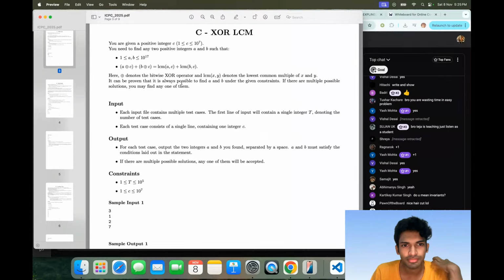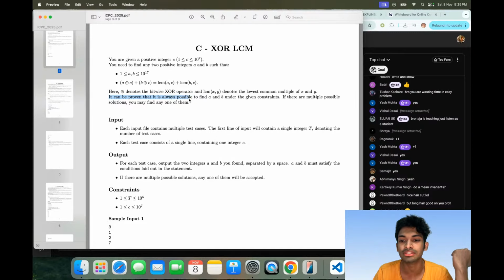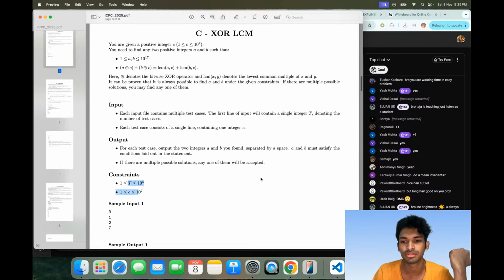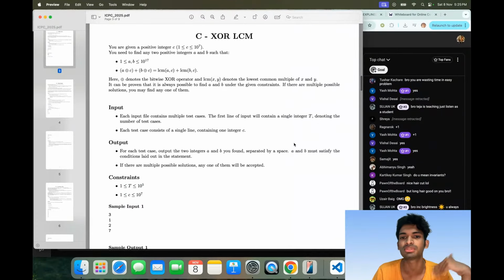It can be proven. They themselves are telling us proofs are important. It can be proven that it is always possible to find a and b under the given constraints. If c is less than or equal to 1e7, it's always possible. But you have to think. You have to make small observations first. If there are multiple possible solutions, you may output any of them. So one thing is clear, guys.